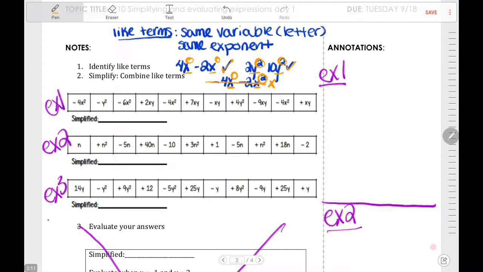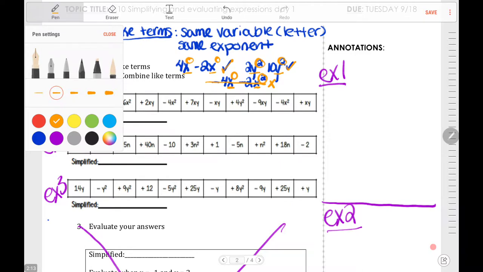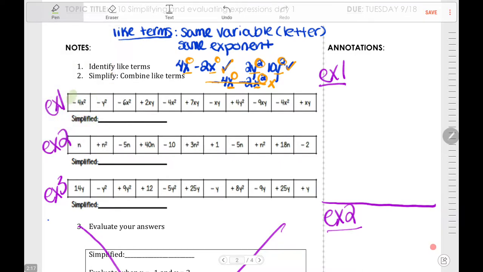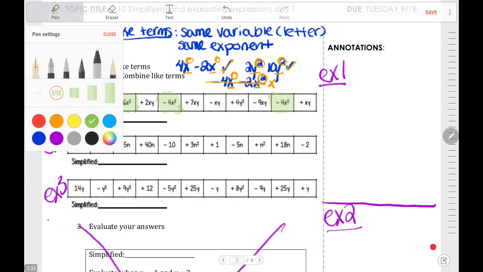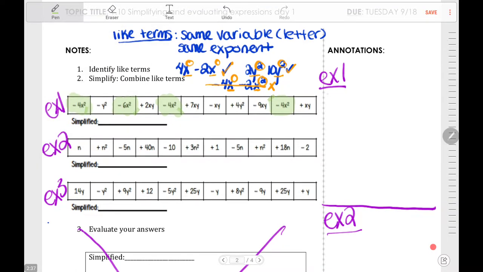So let's look at example 1. I'm going to use colors like we did in class. So I'm going to start off with green. The first term I see has an x squared. So I'm going to identify anything else that has an x squared. So I see one here, one here, and one here. So those variables are all the same. Now over here in the example 1 section, I'm going to list that first group with all my x squareds.